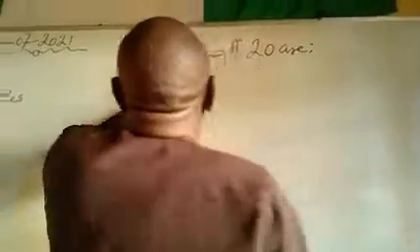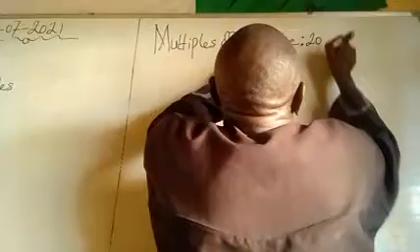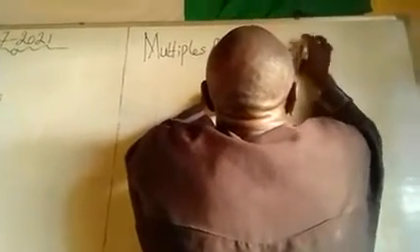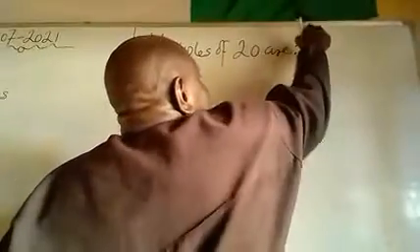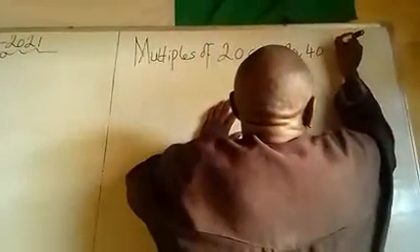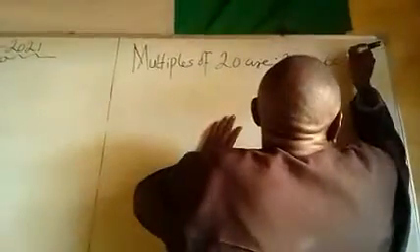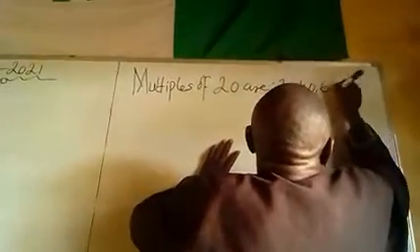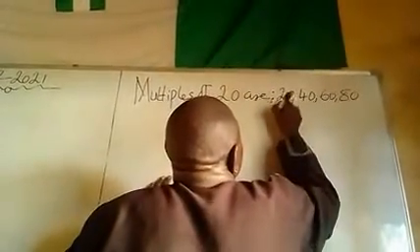Multiples of 20 are, first of all, you write down 20 in the first place. When you add 20 to this 20, you have 40. When you add 20 to this 40, you have 60. When you add 20 to this 60, you have 80. When you add 20 to this 80, you have 100.